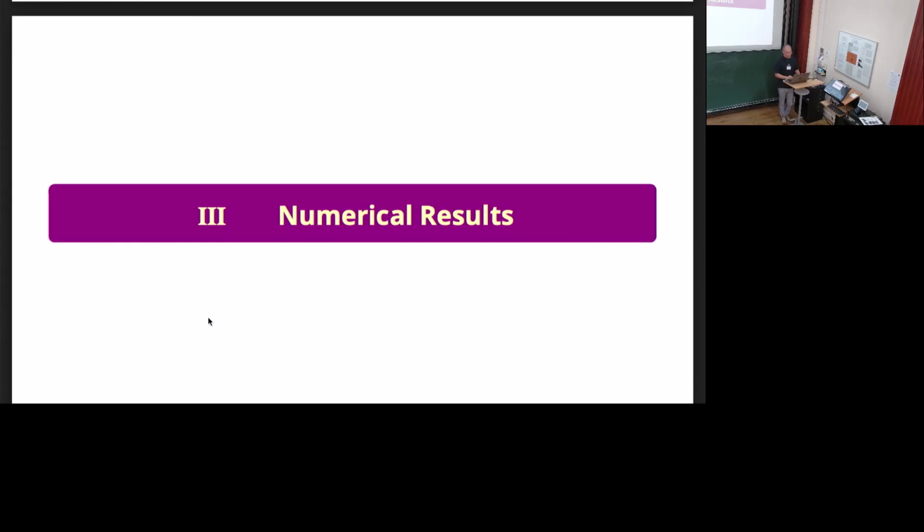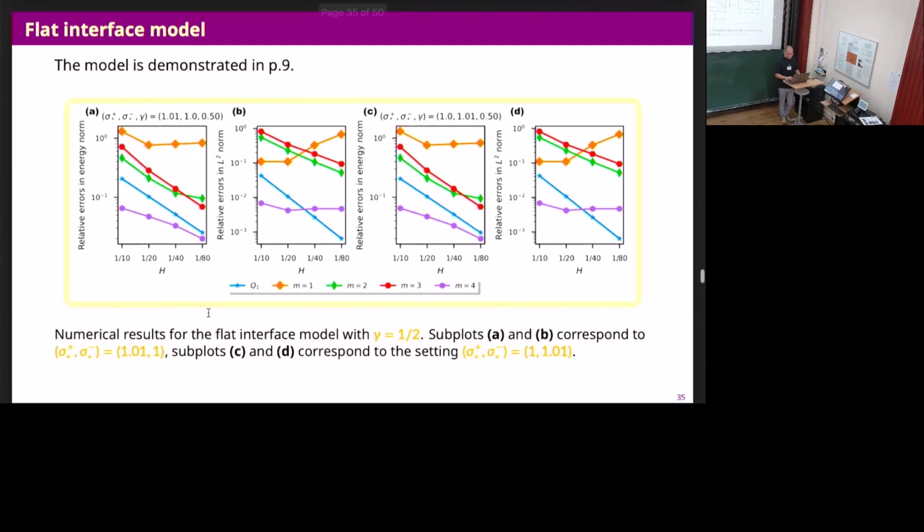Okay, so next, let me show some numerical results. First, I consider the flat interface model. This is the model that I considered earlier, and I consider the coefficient like this. In omega plus, it is 1.01, and in omega minus, it is -1. This corresponds to these two figures, A and B.